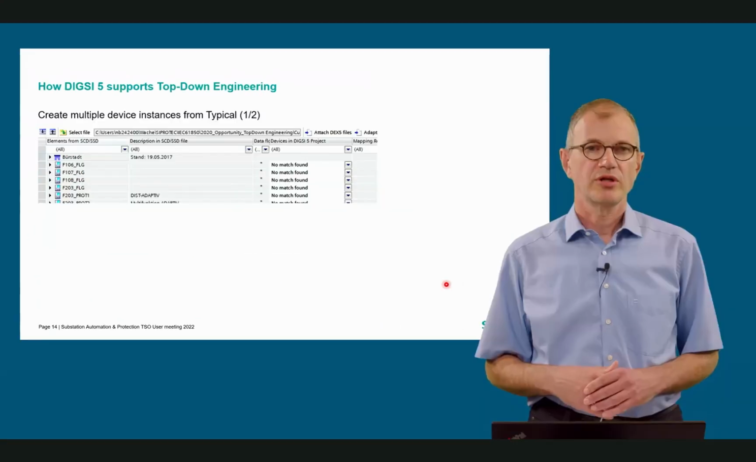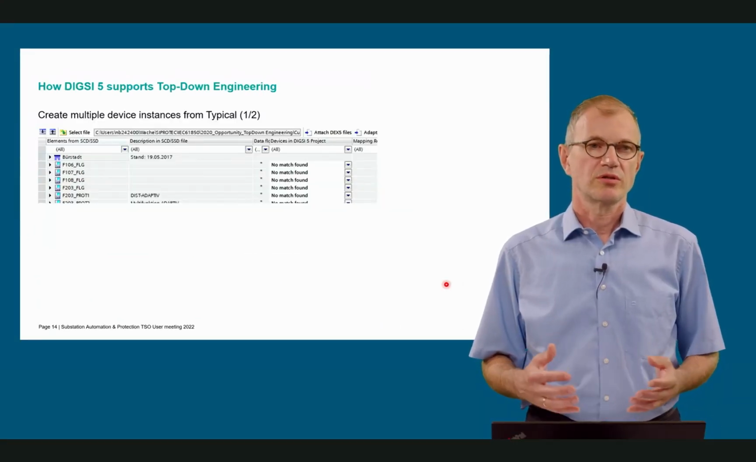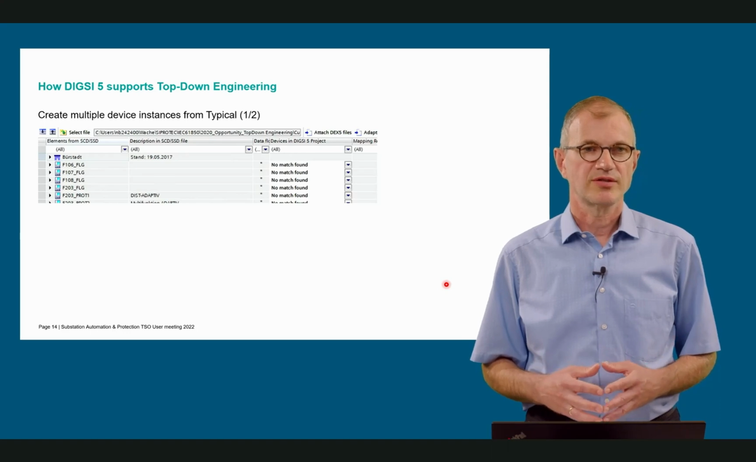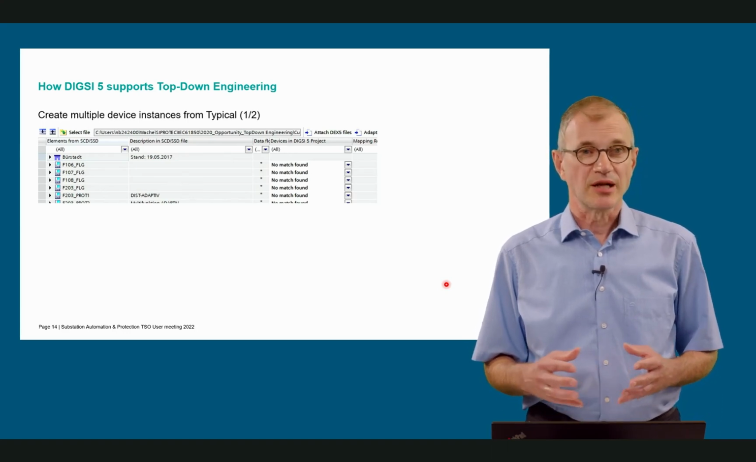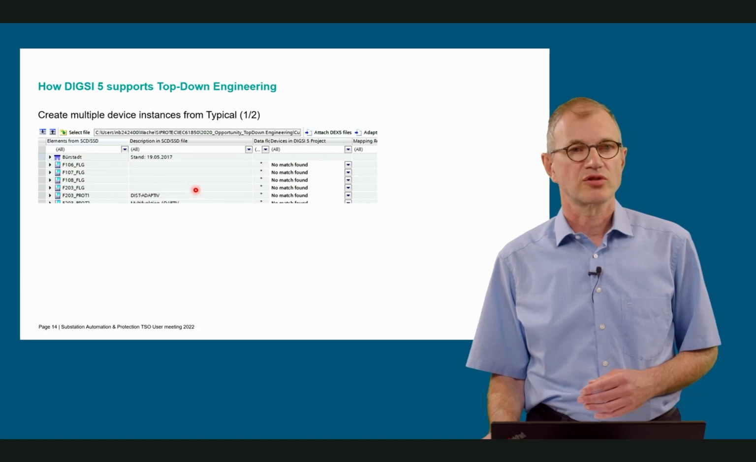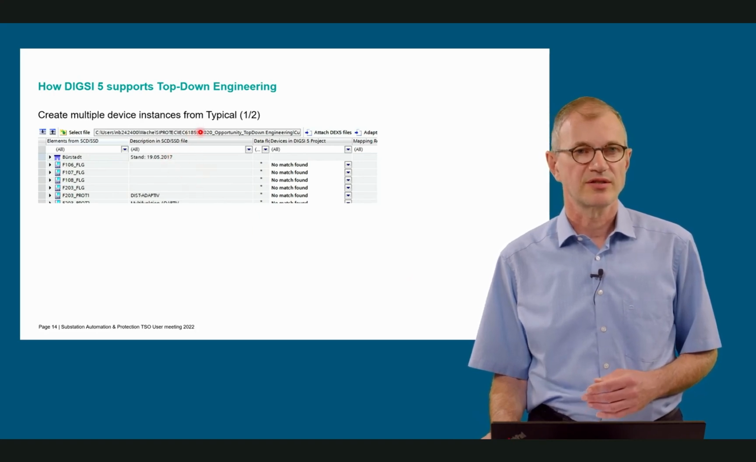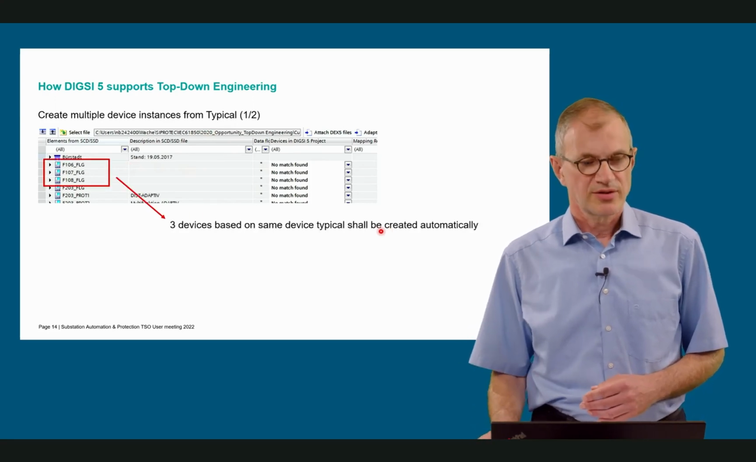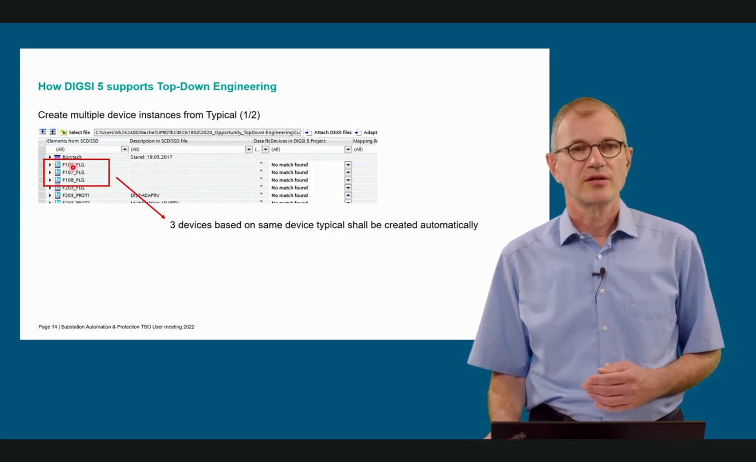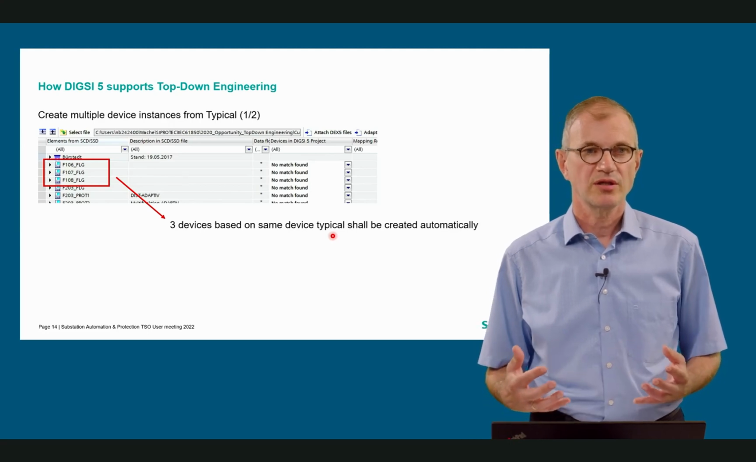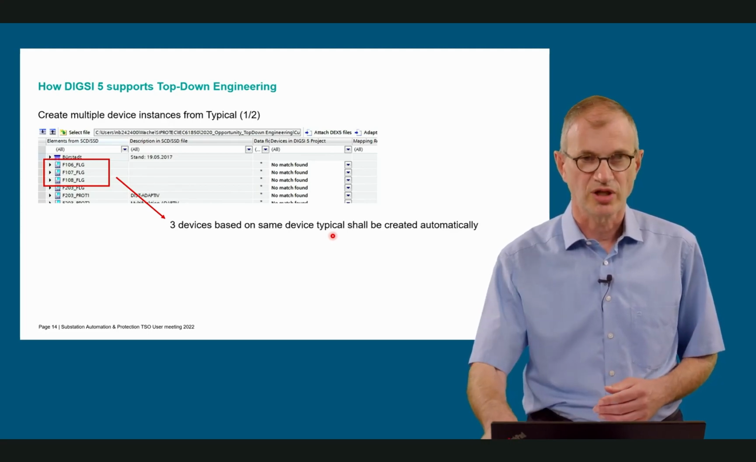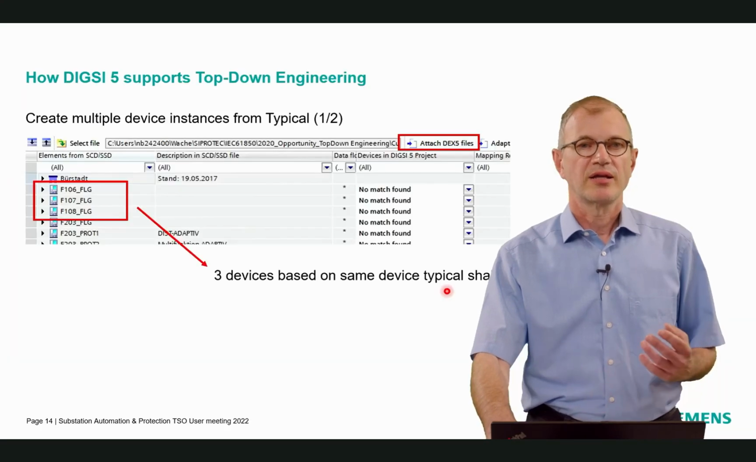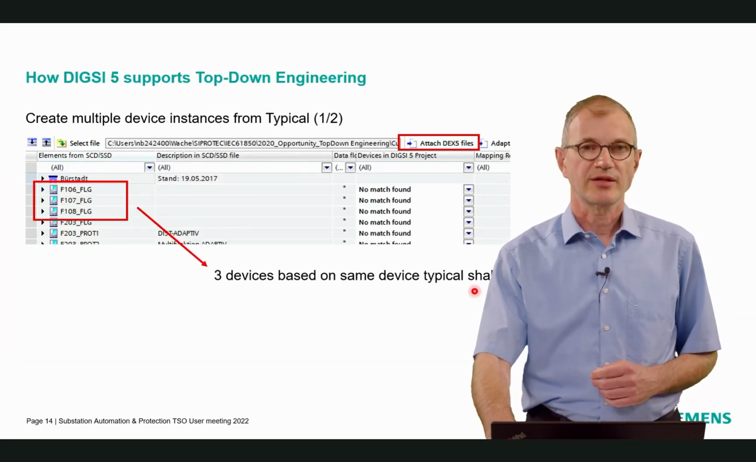Another very helpful feature, which we supply independent from this SSD import also but it's included here, is the creation of multiple device instances from typicals. So here in this example I can see that in the SSD 3 bays are requested, which are based on the same typical. So I need 3 cProtect devices in my DIGSI project. Then I can use this functionality, attach DEX files.